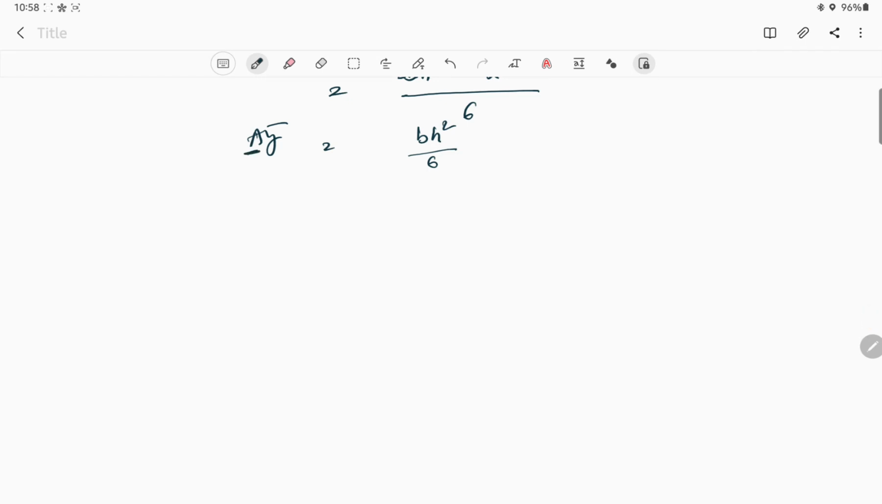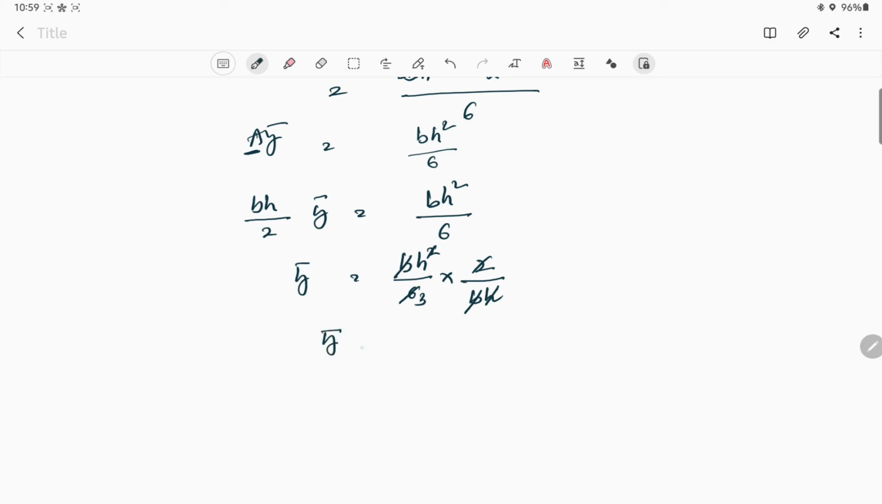Now what is the area we have? We have calculated area, isn't it? What is the value of area we have? Area is b h by 2, into y bar is equal to b h square by 6, isn't it? So what will happen to y bar now? Y bar is equal to b h square by 6 into, this 2 will go in the numerator and b h will go in the denominator. Alright, so what will happen? b and b will get cancelled, h and this h will get cancelled, 2 ones are 2, 3 twos are 6. So my y bar is equal to h by 3.